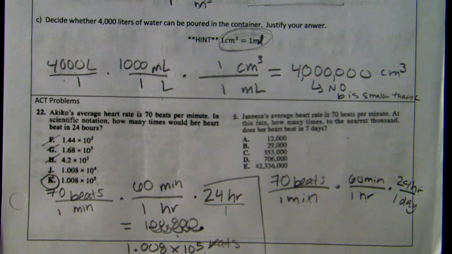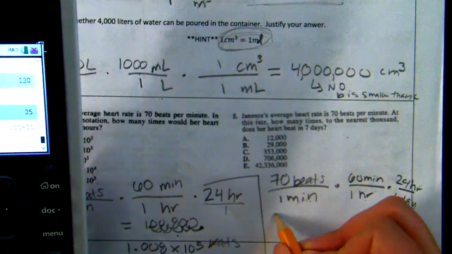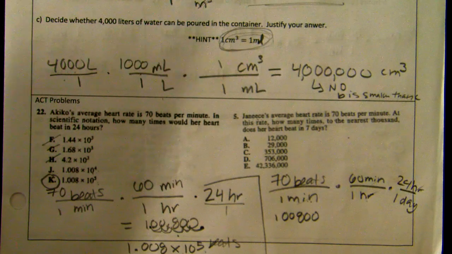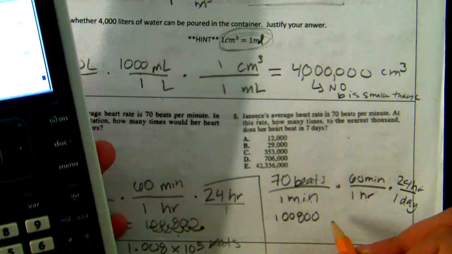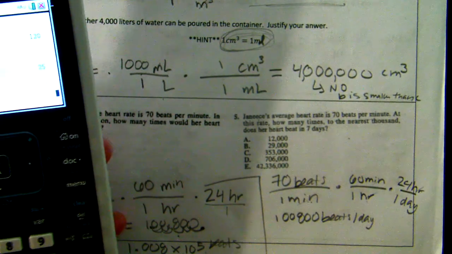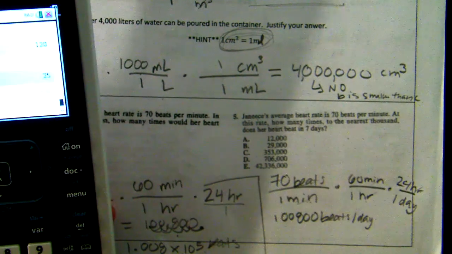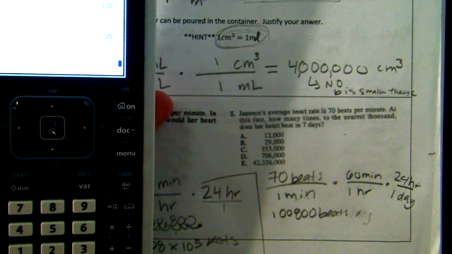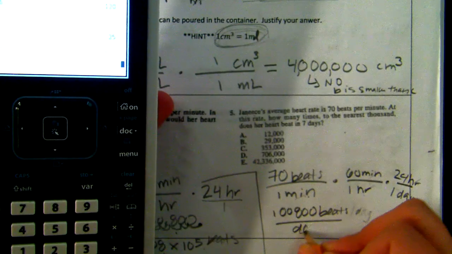So when I do that, I will get, let me just type this into my calculator really quickly so you guys don't have to at home: 70 times 60 times 24. That gives me 100,800, which is weirdly the same number on the other side, but that's okay. I could have just looked over there. Beats per day. Am I done? Well, first of all, that's not an option that we see in the multiple choice, so we know that I'm not done. I'm also not going to write it like that.